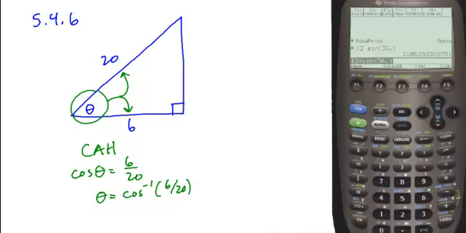And so when we calculate this, we take the inverse cosine of 6 over 20, put a decimal in there, so our answer is displayed as a decimal, and we get approximately 73 degrees.